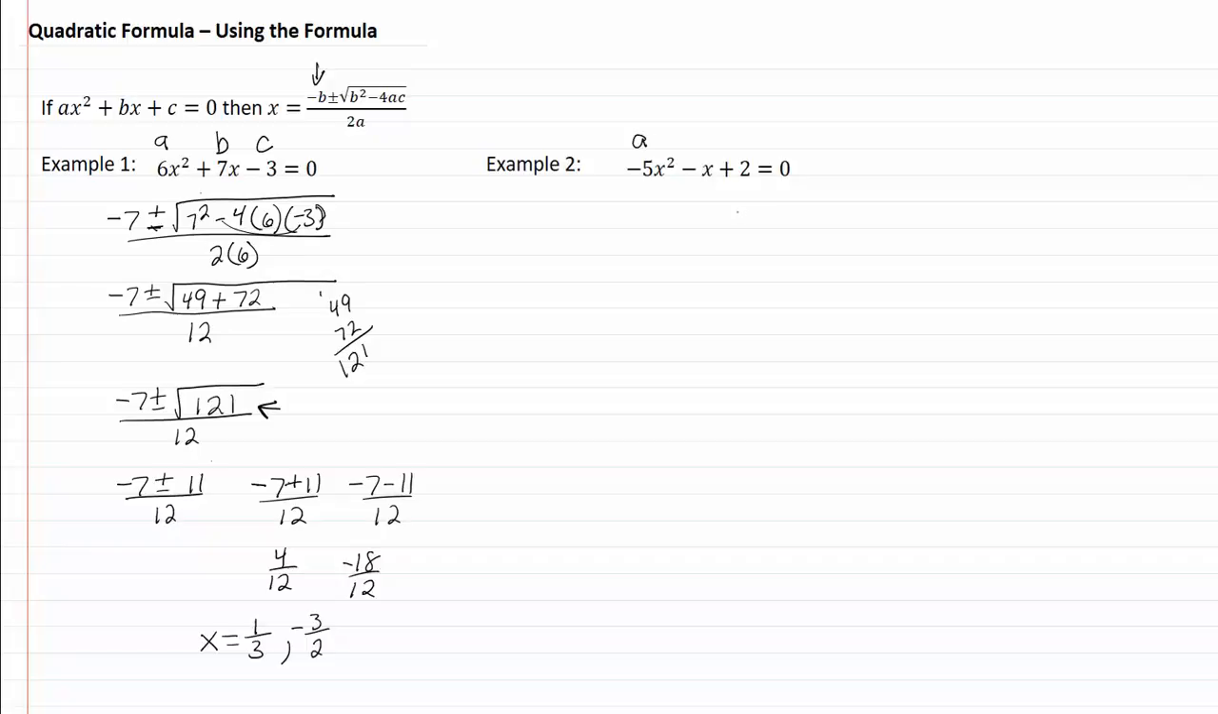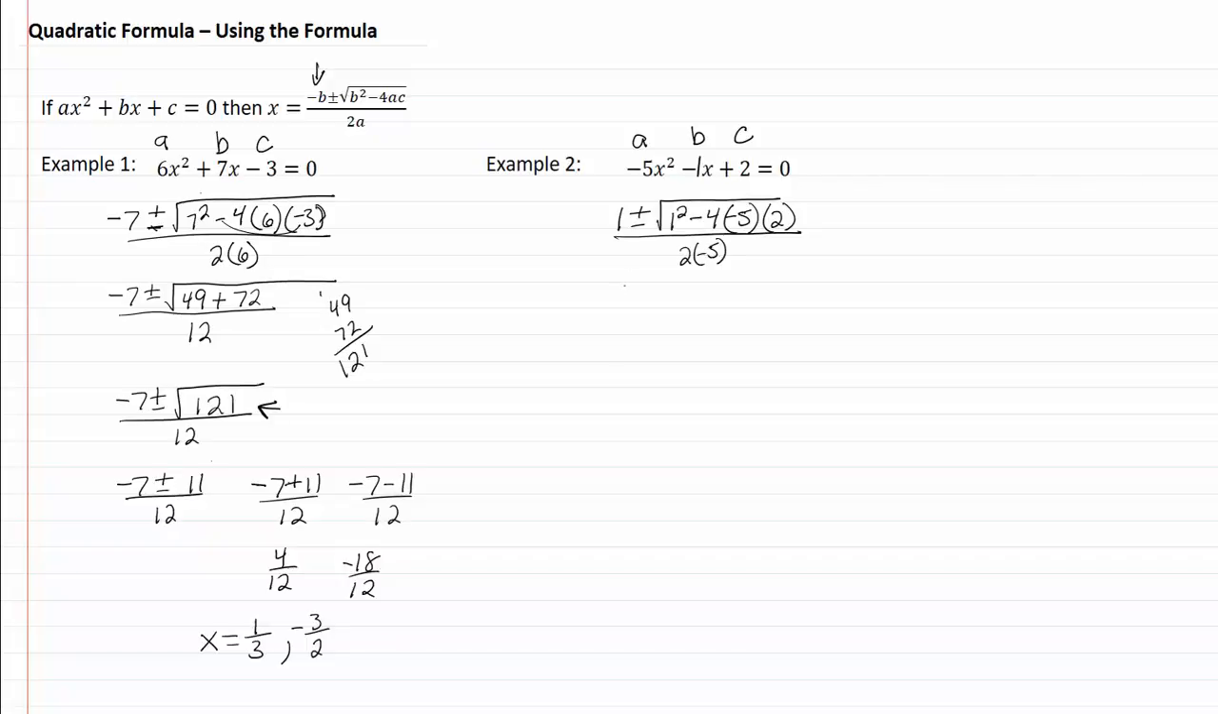Negative 5 is going to be my A. I have an invisible 1 for my B here. And 2 is going to be my C. Now because my B is negative, I'm going to have a positive here. So it'll be 1 plus or minus the square root of 1 squared minus 4 times our A, which is negative 5, times our C, which is 2, all over 2 times our A.